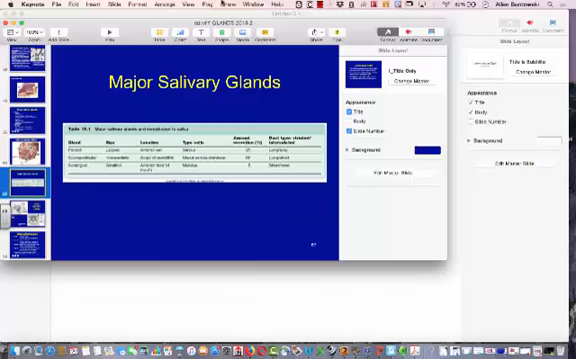Good. So we want to speak about the salivary glands, which I think you all remember. If not, we'll pick up really where we did last time.